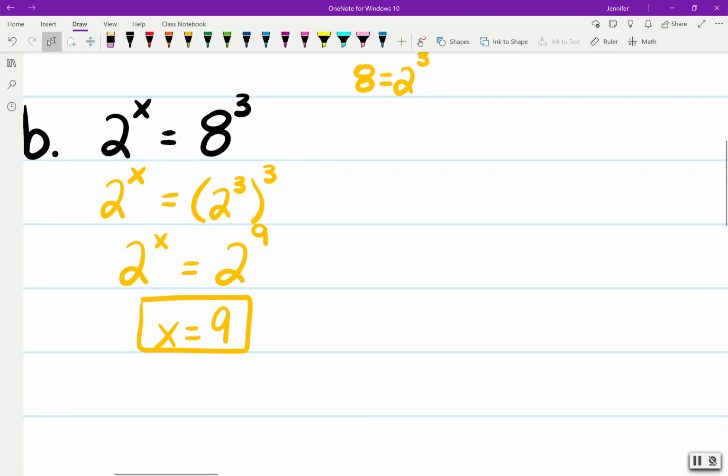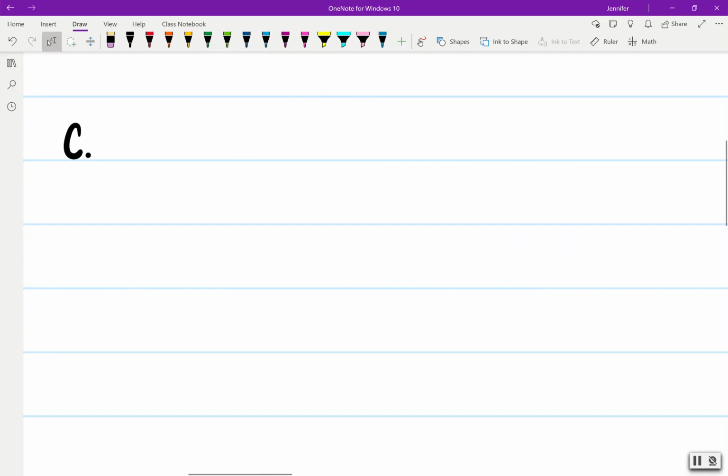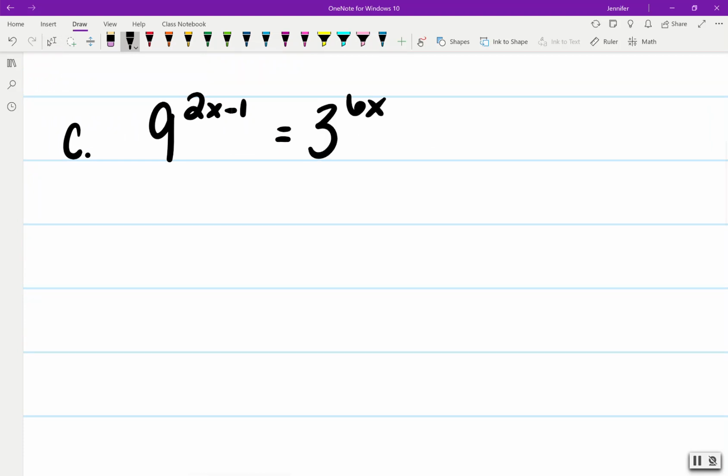Okay, let's do another one. Call this example C. In example C, we're given 9 to the power of 2x minus 1 is equal to 3 to the power of 6x. Okay, give me a head nod. Are the bases the same? No, we've got a 9 and we've got a 3.